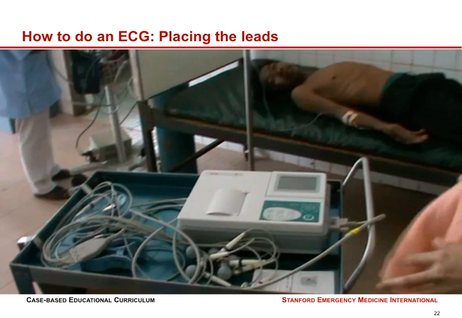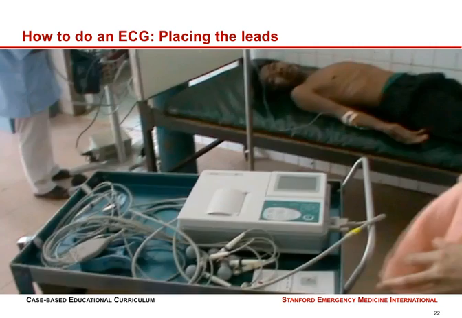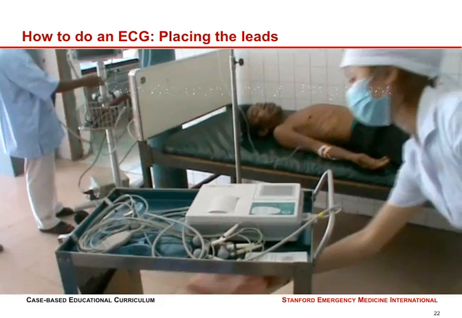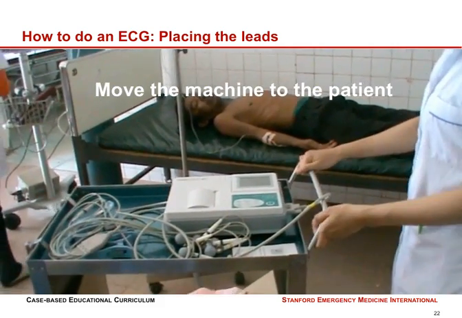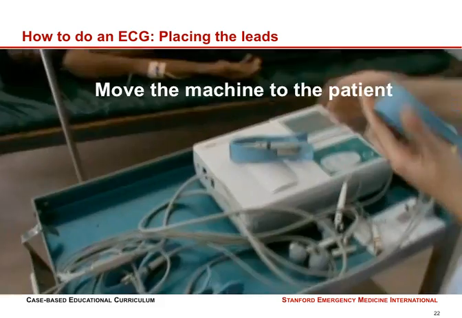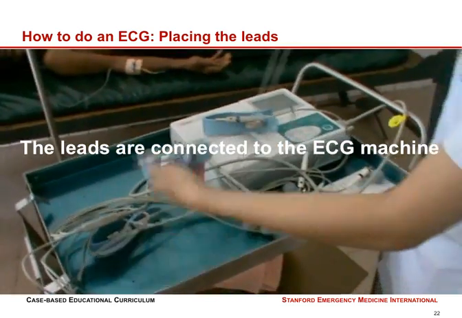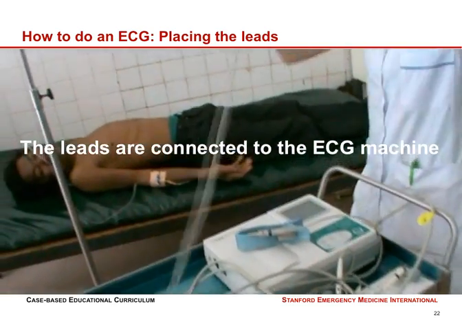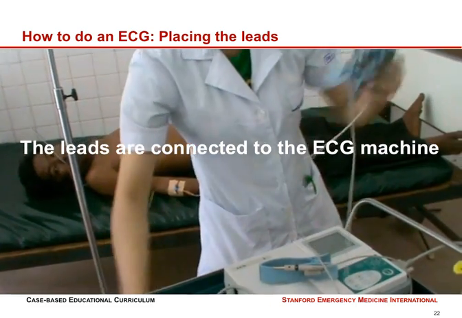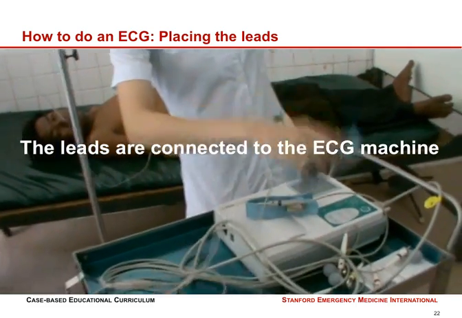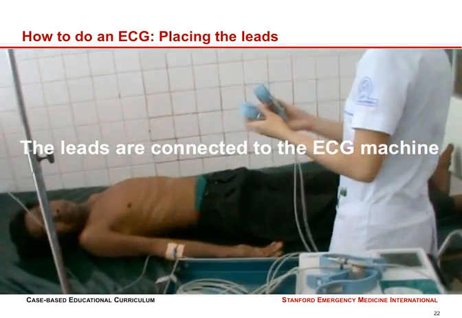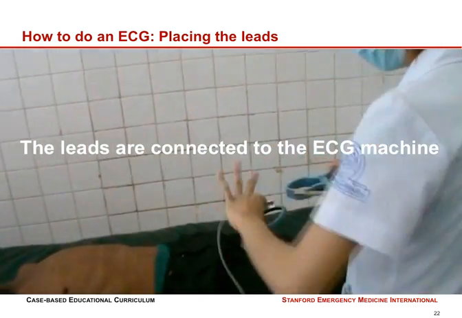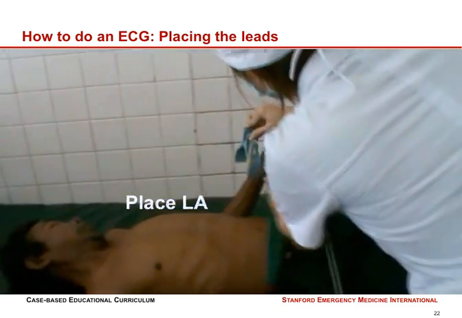Now let's talk a little bit about placing the leads with some video instruction. First, move the machine to the patient. Notice that the leads are connected to the EKG machine. Make sure that all of the leads that will be connected to the patient are connected to the EKG machine.